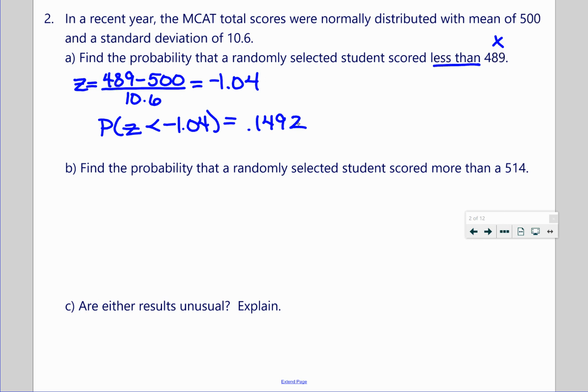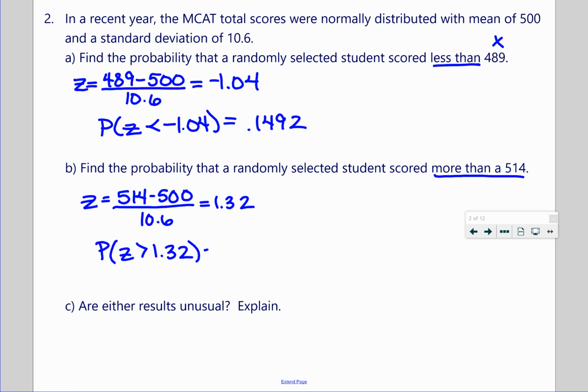Okay. For the second one, find the probability that a randomly selected student scored more than a 514. Convert the 514 to a z-score over 10.6. When in doubt on your test tomorrow, just convert something to a z-score. It'll probably help. 1.32, and this time we're finding the probability that's more than that. Z is greater than 1.32, so we're going to do the complement of whatever we find on our chart.